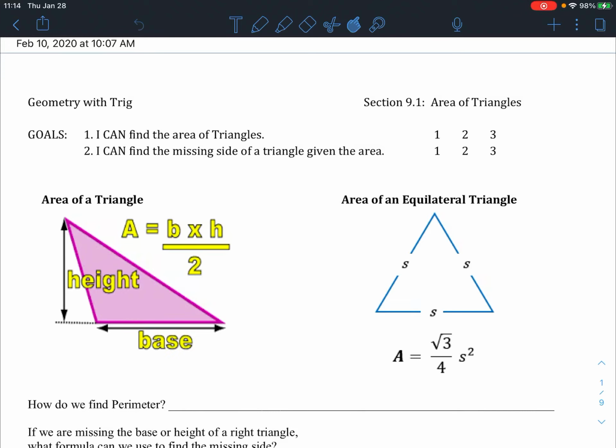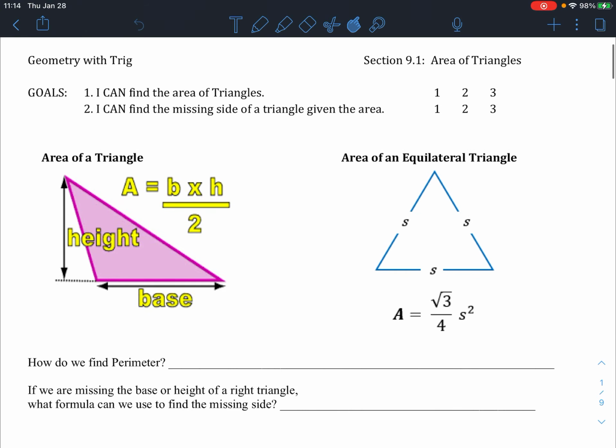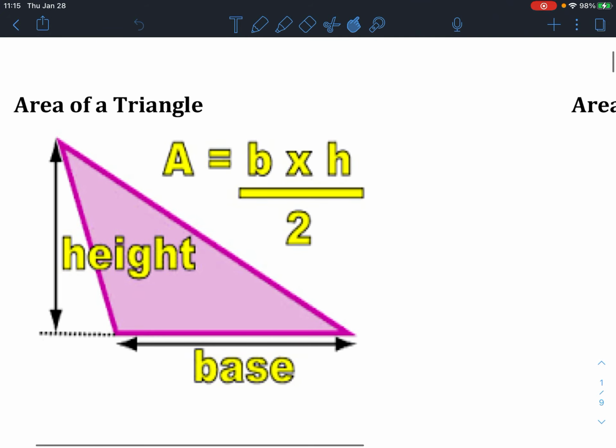I'll start a new chapter today talking about the area of two-dimensional figures. And today we're going to simply start with finding the area of all types of triangles. Okay, so there's probably a formula you know from your earlier days in math for the area of a triangle, which is base times height over 2, or 1/2 base height.